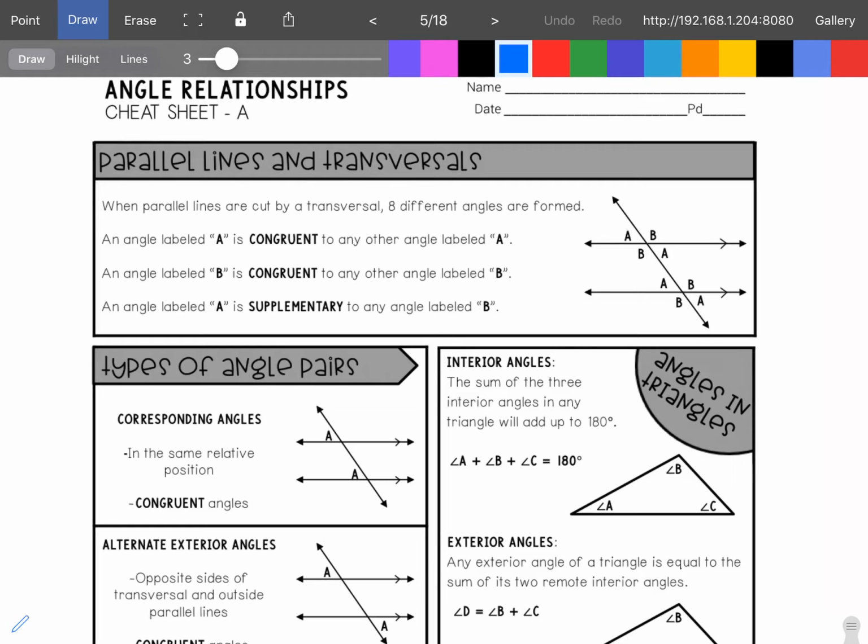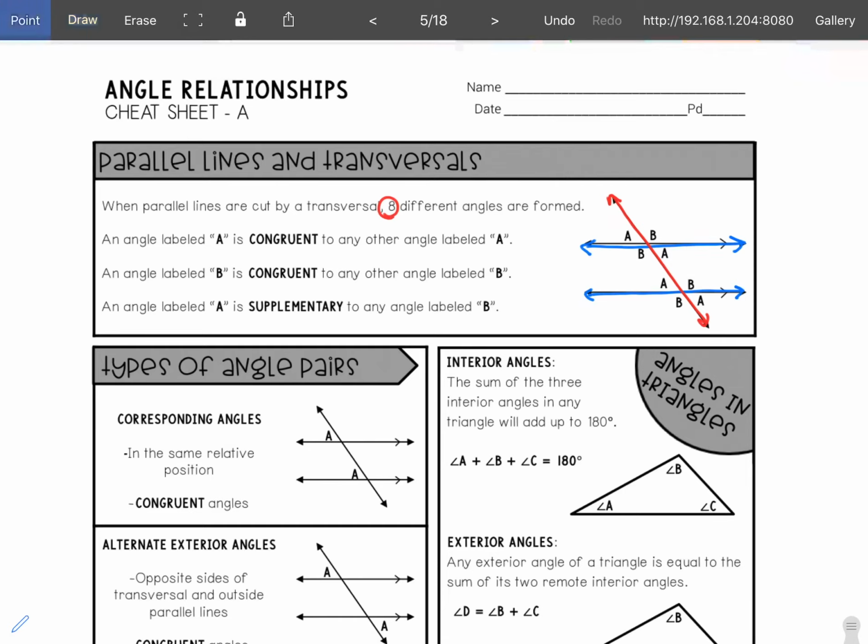This lesson is on angle relationships. So we have two parallel lines, which I am going to outline in blue here, cut by what's called a transversal. A line that cuts through two parallel lines like this is called the transversal. When parallel lines are cut by a transversal, 8 different angles are formed. If you look over at the right hand side, you have 1, 2, 3, 4, 5, 6, 7, 8 different angles that are formed.